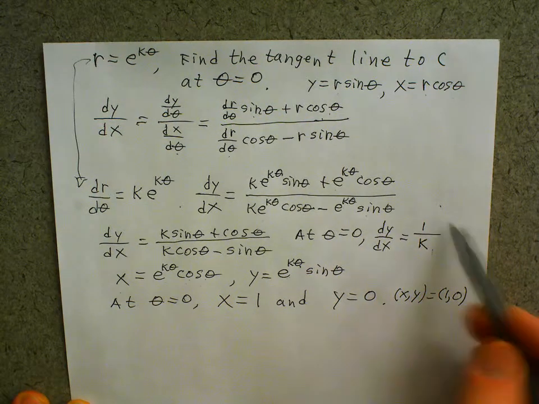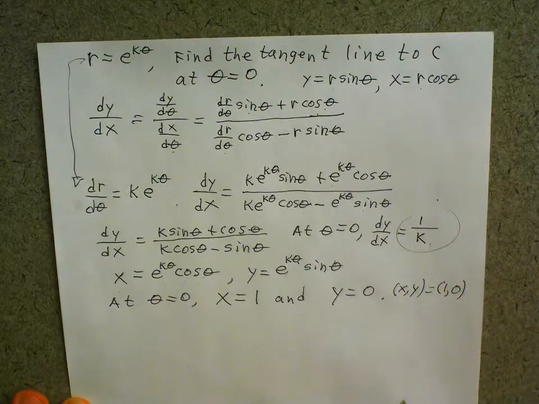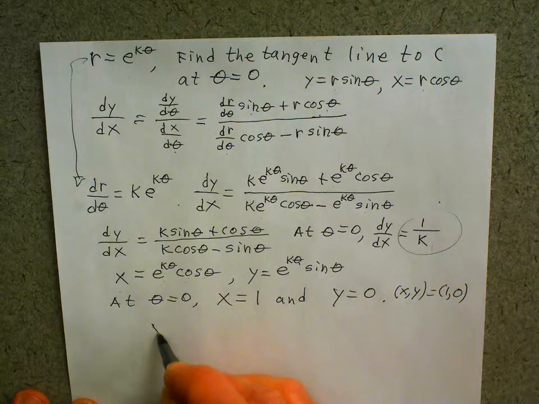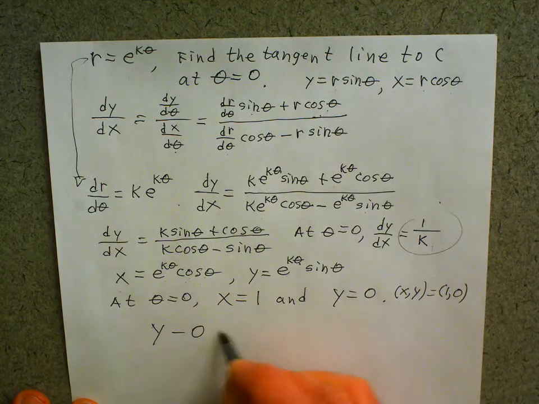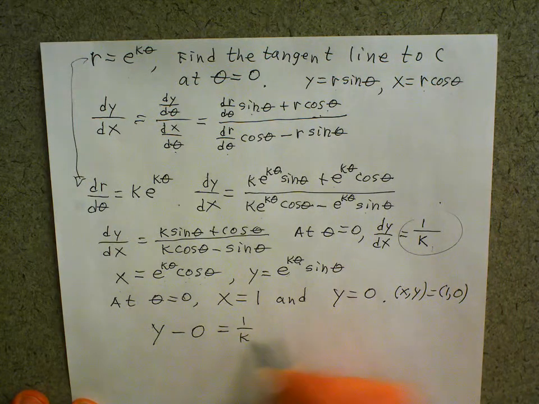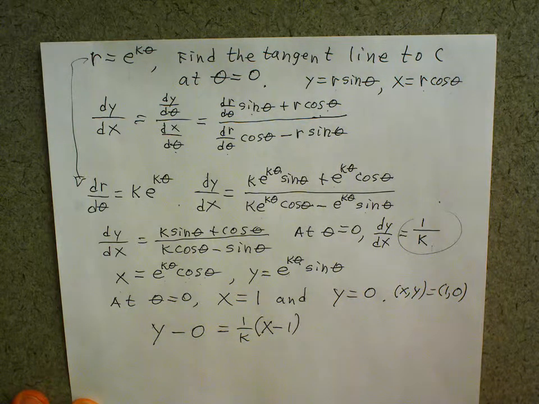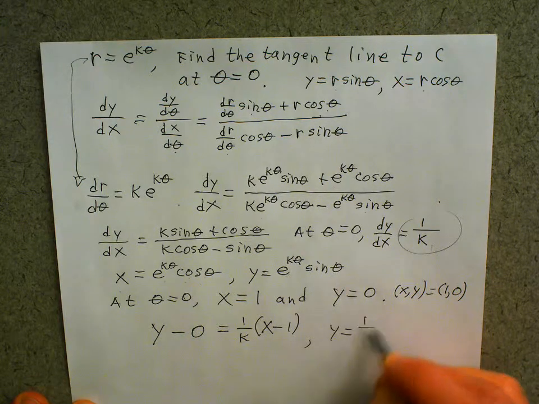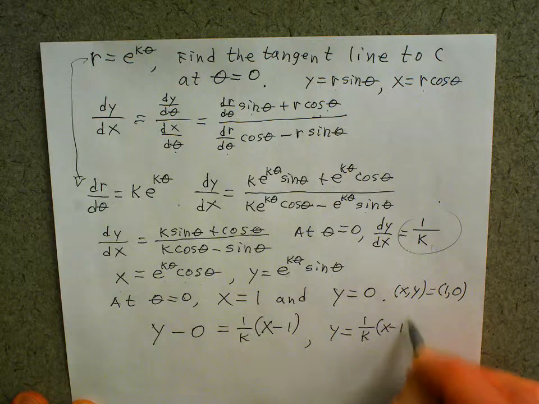The slope is 1 over k. So the equation of the tangent line is y minus 0 equals 1 over k times x minus 1. Or just y equals 1 over k times x minus 1.